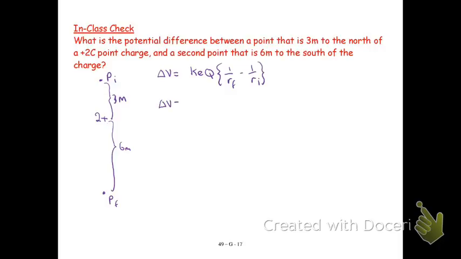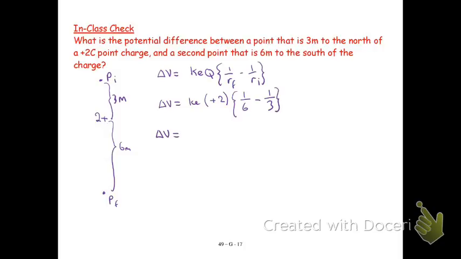So delta V is equal to KE. My Q is plus 2. 1 over R final is 1 over 6. It's not 6 to the south. Who cares that it's to the south? It's 1 over 6 minus 1 over 3.